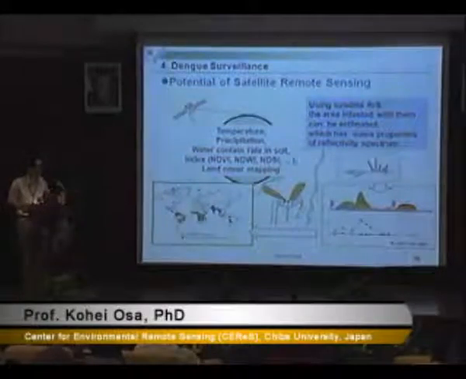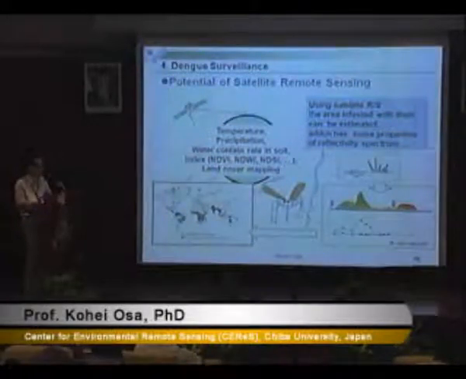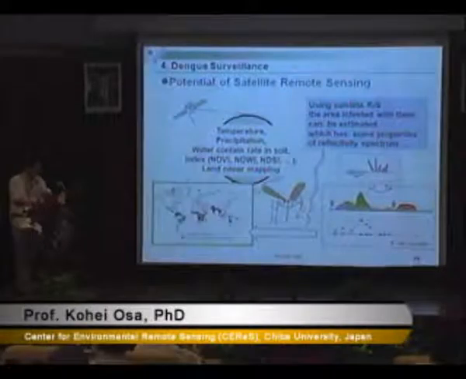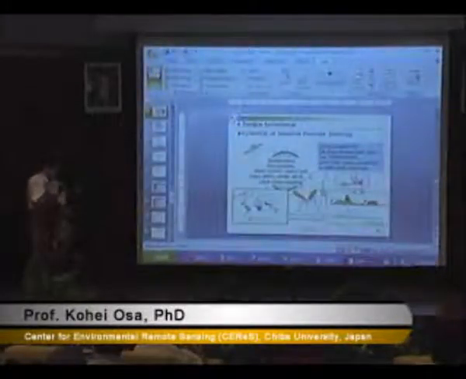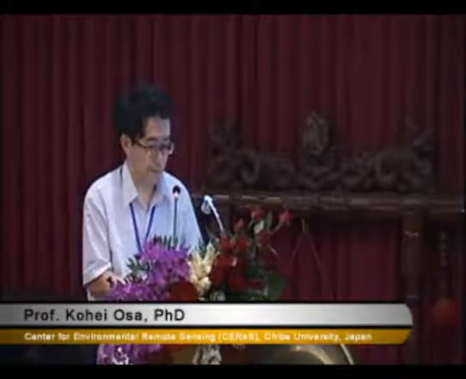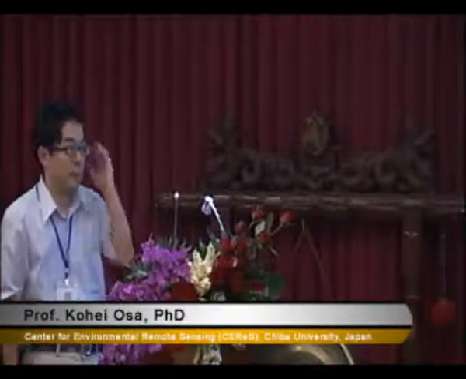Lastly, maybe we cannot see the mosquito, but we will estimate the mosquito area using the remote sensing results: water content, soil index, NDVI, water index, and land cover mapping. Maybe we can estimate the area where mosquitoes live.